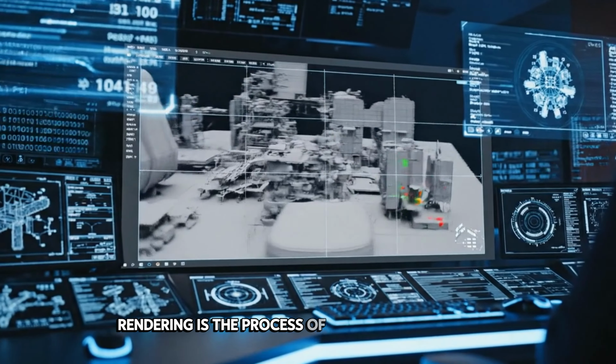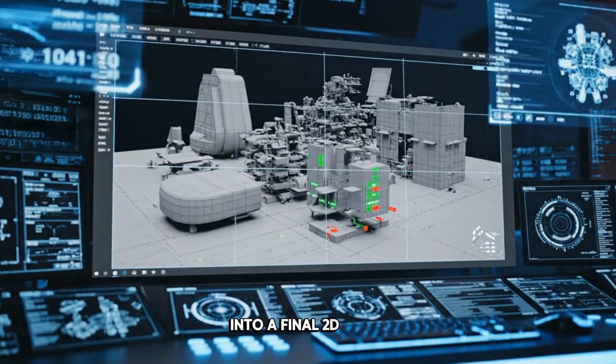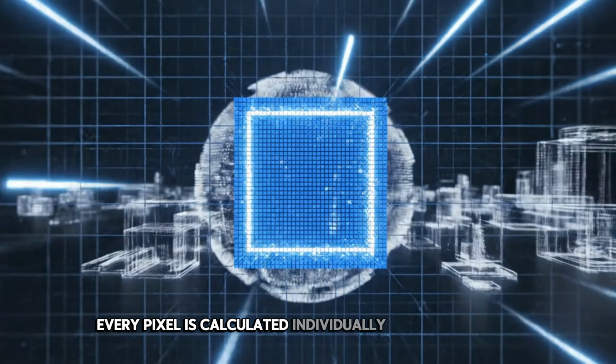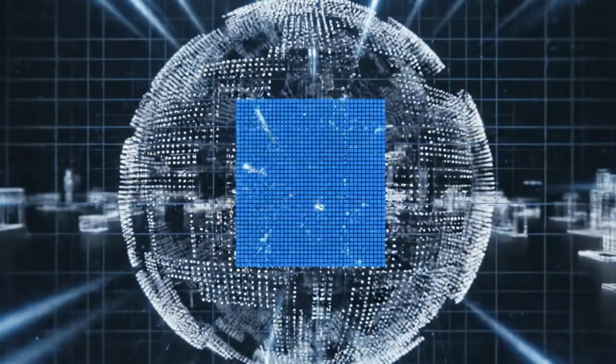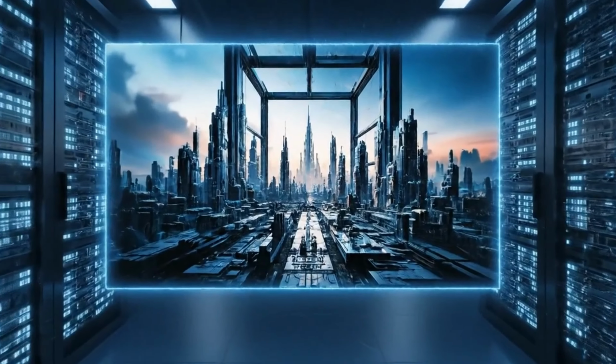Rendering is the process of converting a 3D scene into a final 2D image. Rendering simulates light behavior instead of simply drawing pixels. High-quality rendering can take minutes or even hours per frame. Every pixel is calculated individually during rendering. Movies rely on offline rendering using massive computing power.